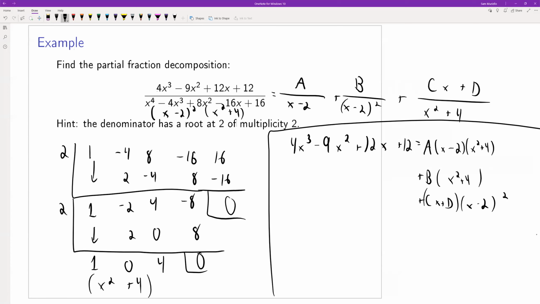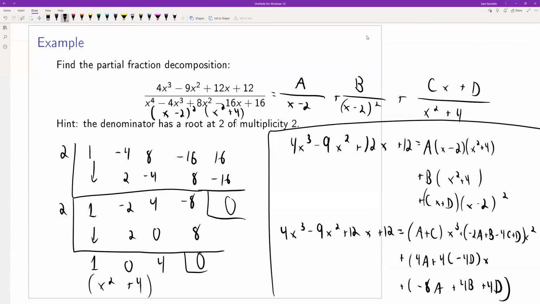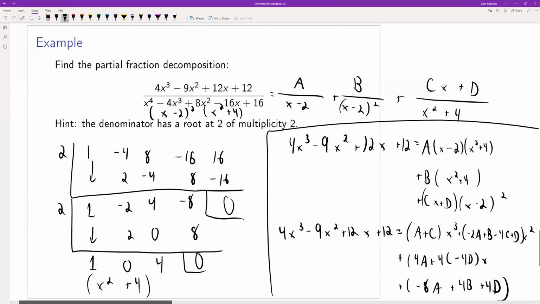Therefore, we're going to need to go through and do this the old-fashioned way, the reliable method. What we're going to do is distribute out the right-hand side. I'm going to go ahead and do this very quickly so that you can see how it comes out. Here is what we get after simplifying and reducing. There's a lot of algebra to get us here, but we get (a plus c) x cubed, (negative 2a plus b minus 4c plus d) x squared, (4a plus 4c minus 4d) x, and then negative 8a plus 4b plus 4d.